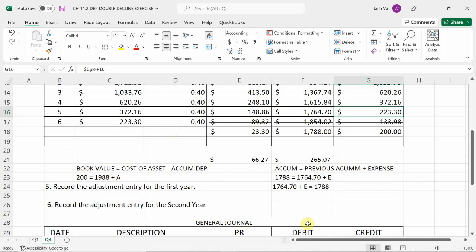In this case, this one's easier to determine. If I ended my book value at year 5 at $223.30, and I know for a fact at the end of year 6 I need to be at 200, what's the difference between the two? $23.30. That's how much I need to depreciate in order to get my book value to equal 200. Okay?